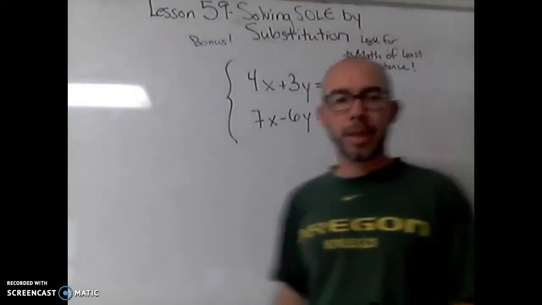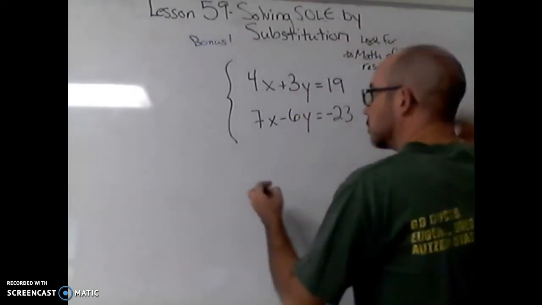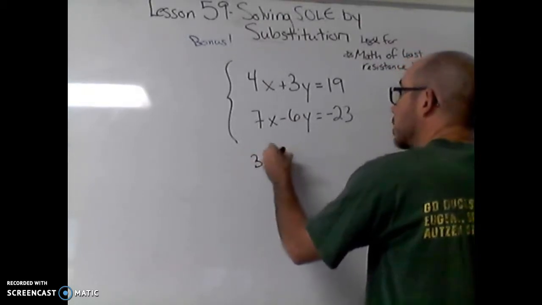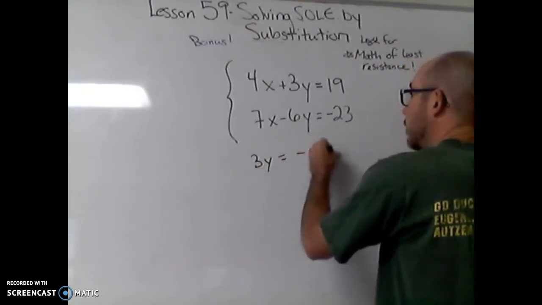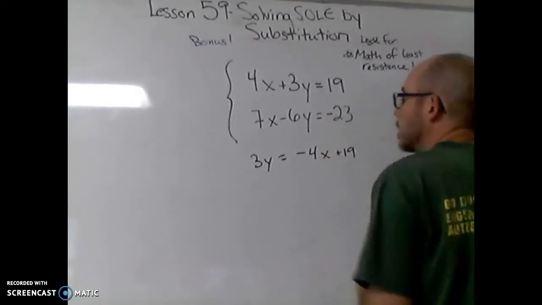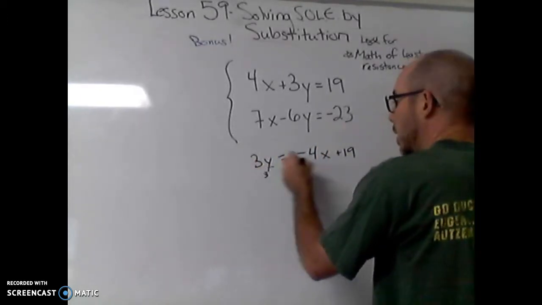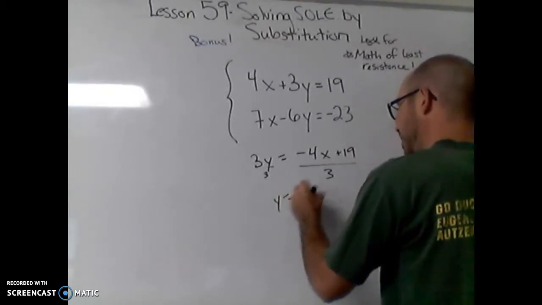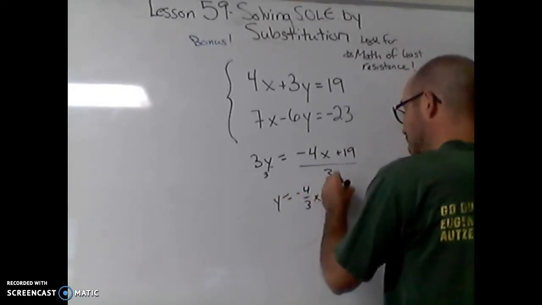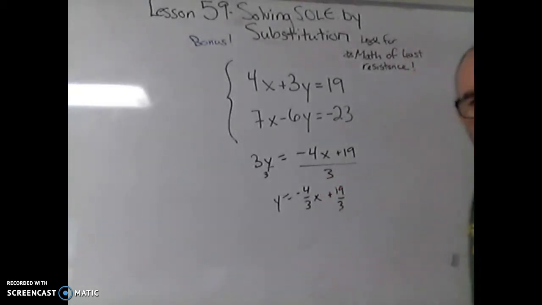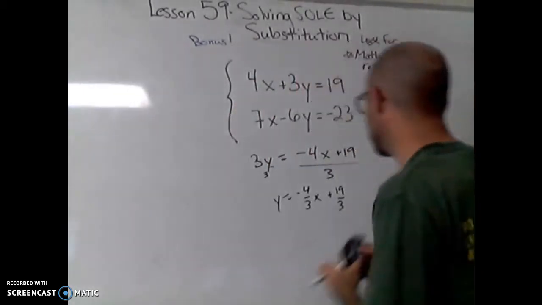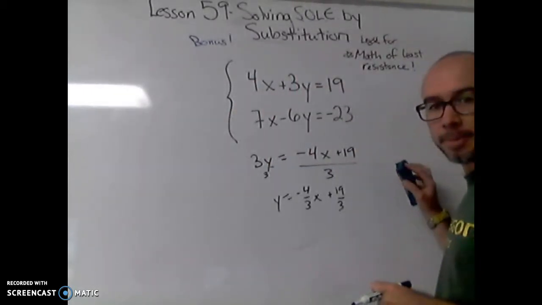Well, which one? I'll solve for the top one. So, I'm going to take that stuff down here and start doing some math. I'll have negative 4x and 19, and then I got to divide all that by 3. See what I mean about yucky? That's what I've got to substitute into the other equation. Gives me the jibblies just thinking about it.